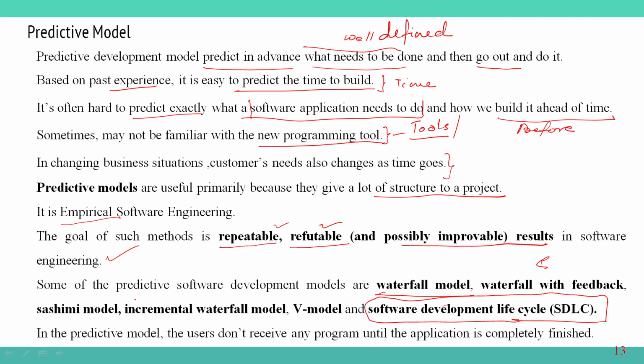Shashmi means it's a kind of fish dish in Japan. Fish, a specific type of dish.